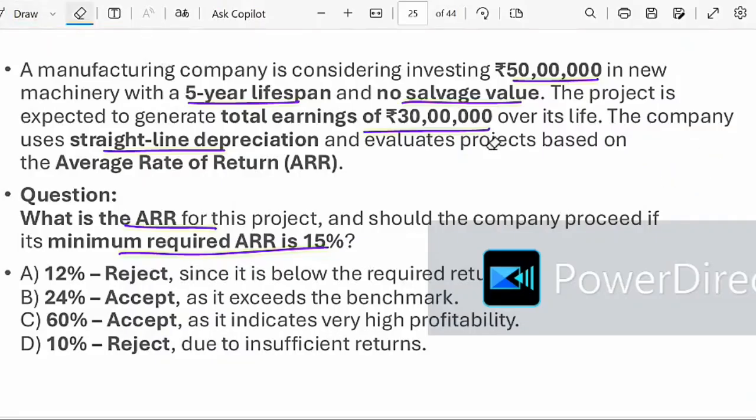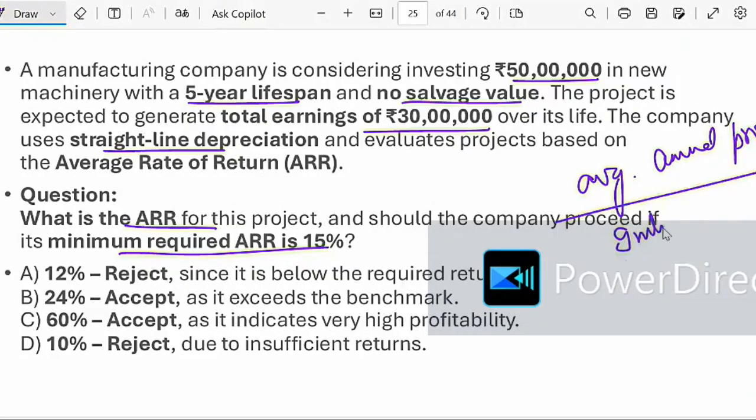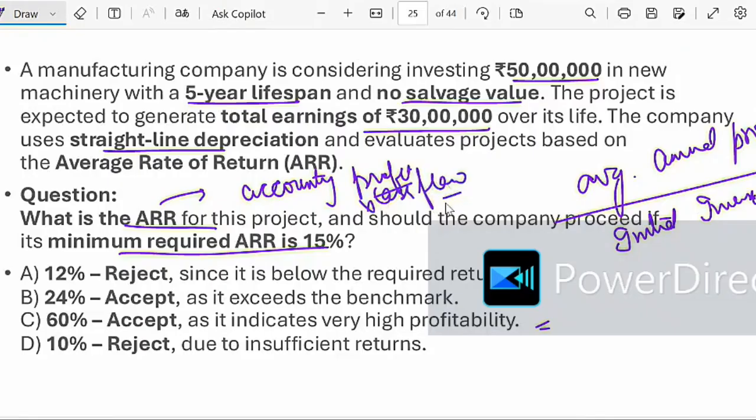So what is the formula for ARR? It is nothing but average annual profit in the numerator, divided by initial investment, multiplied by 100. One thing you must note down: ARR uses accounting profit. It does not use the cash flow. That is the difference. ARR always uses accounting profit, and ARR does not use the cash flow. That is why we must adjust for depreciation. This is one point, so you have to adjust for depreciation.